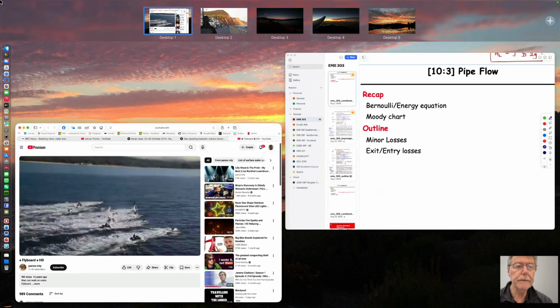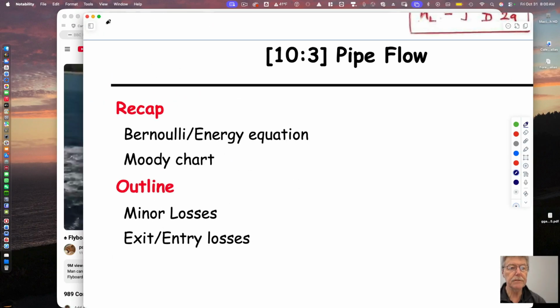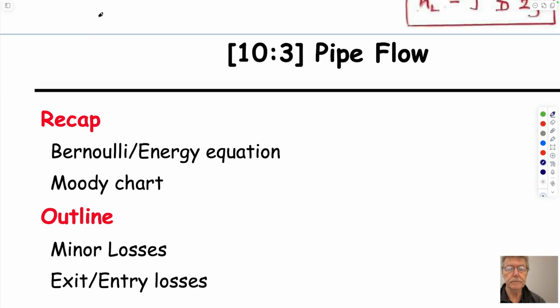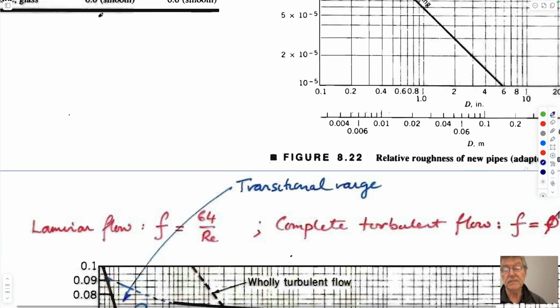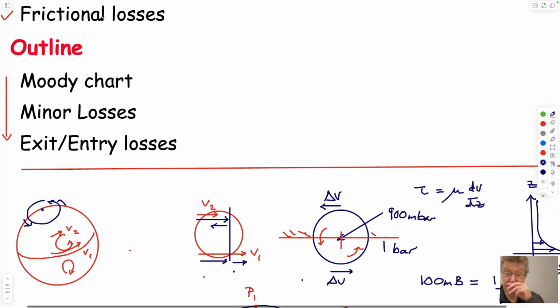So, of course, we'll start off with something more mundane than that, just to recap where we've come from. We finished off with the Moody charts yesterday. So we're starting to pull things together.